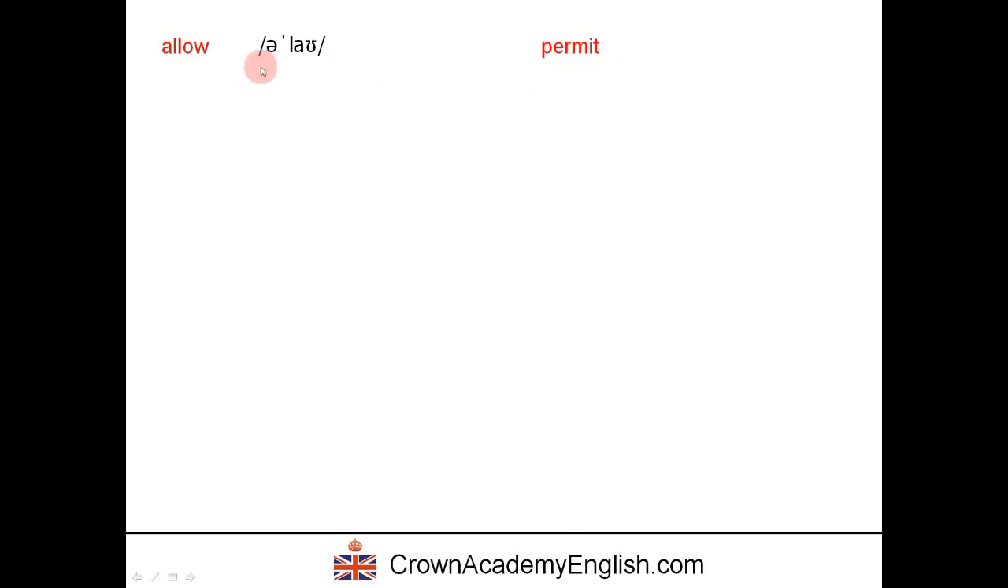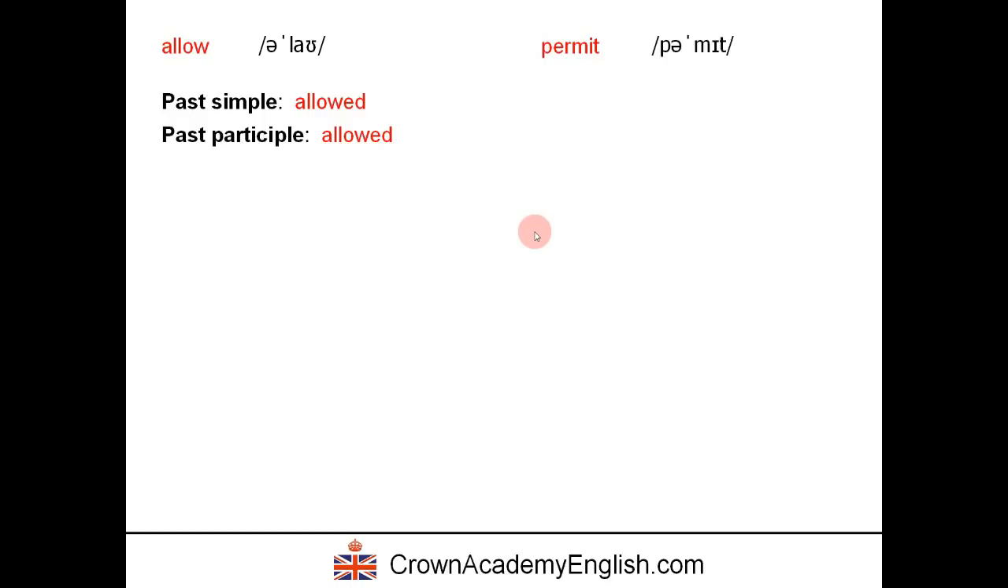So allow, and the past simple is allowed with ed at the end, and the past participle is also allowed. Permit, and the past simple is permitted. Don't forget it's a double T. And the past participle is the same. Permitted. Double T-E-D.